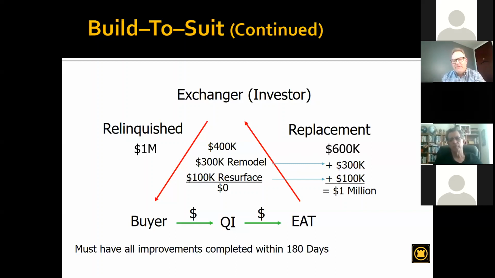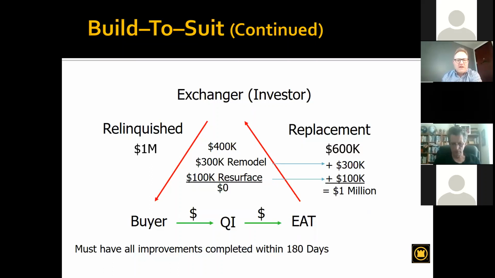All the improvements have to be completed within 180 days. Now, this is really a race against the clock. Sometimes we have investors that will buy a piece of dirt, and it's just a race against the clock to get as many improvements into that dirt as possible. In this particular example, let's just say we didn't complete the resurfacing of the parking lot within 180 days, and we still had that $100,000 in the exchange account. Well, at the end of 180 days, the investor would just receive that $100,000, but they would pay taxes on just that $100,000.